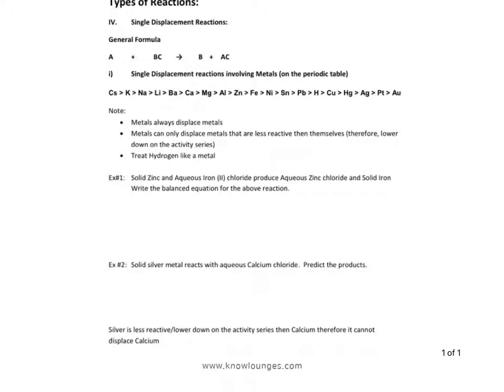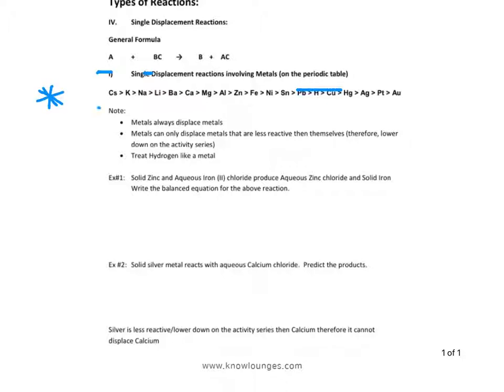Okay, so the next type of reaction is a single displacement reaction. In this, you have an element replacing another element in a compound. We can look at reactions involving metals or reactions involving nonmetals. Both of these reactivity series are given to you on the back of your periodic table. I've also included the reactivity series here for our reference in the lesson.